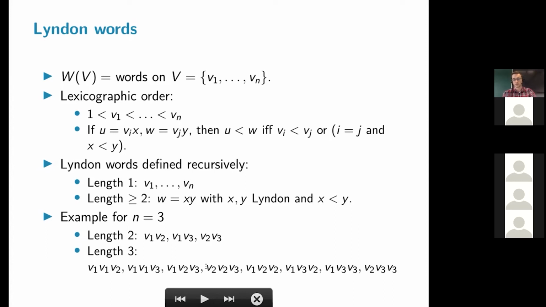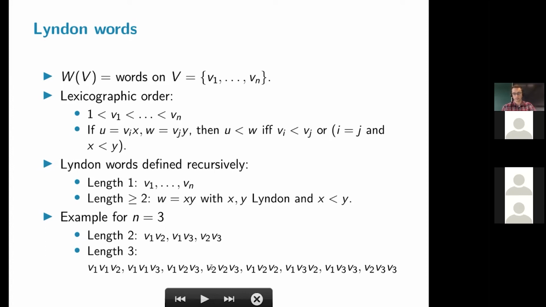Then you repeat the same process starting with the letter v2. And you can't start with the letter v3 because v3 is not strictly less than any of the other Lyndon words we had already. So at this point, we cannot start with a Lyndon word of length 1. So we move on to Lyndon words of length 2. So here we start with a Lyndon word v1v2, and add the next smallest element, namely v2. And in this way, we continue. So with this construction, we will end up with, let me count, 8 Lyndon words.